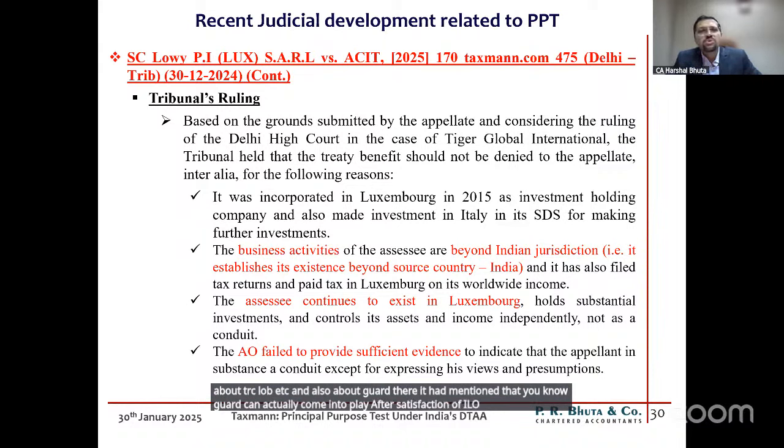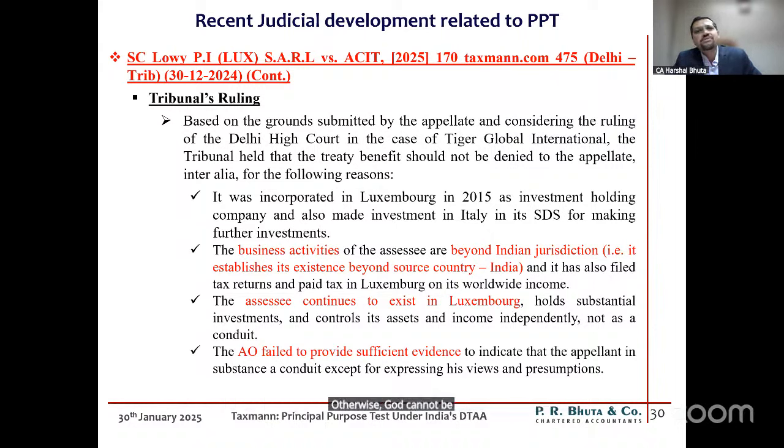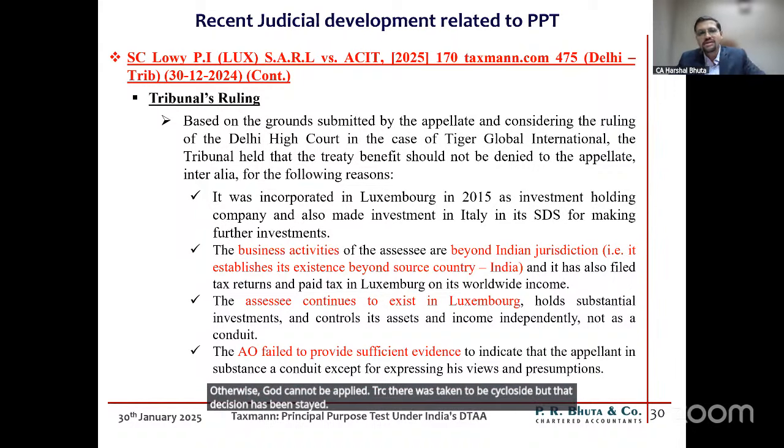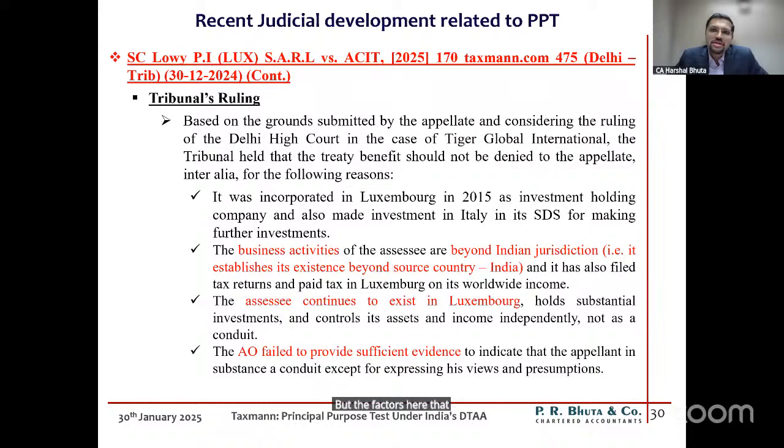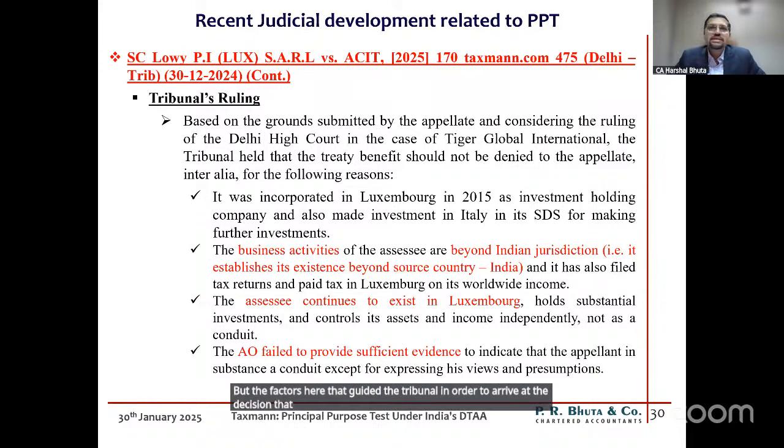GAAR can come into play only in cases of extreme abuse. So there has to be tax evasion and some of the serious consequences that are there. Otherwise, GAAR cannot be applied. TRC there was taken to be sacrosanct, but that decision has been stayed. But the factors here that guided the tribunal to arrive at the decision that yes, PPT has not been failed. Okay.